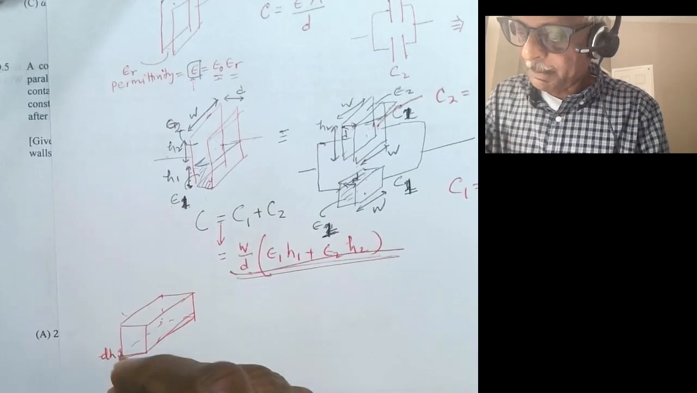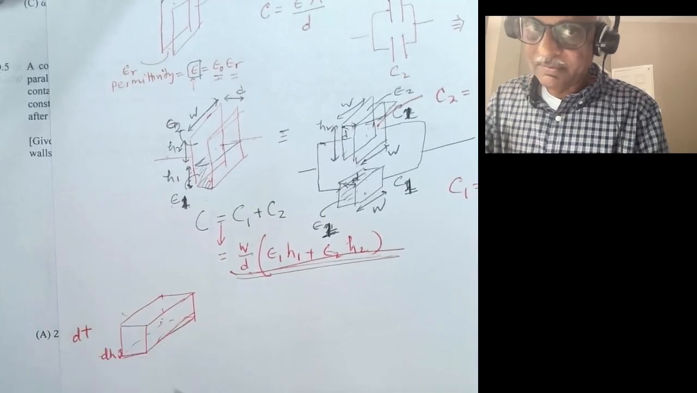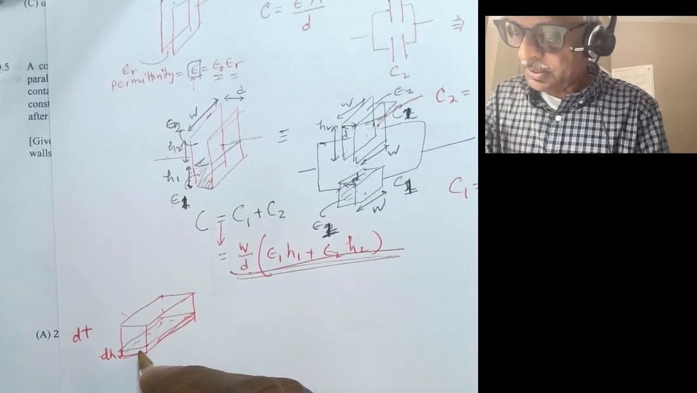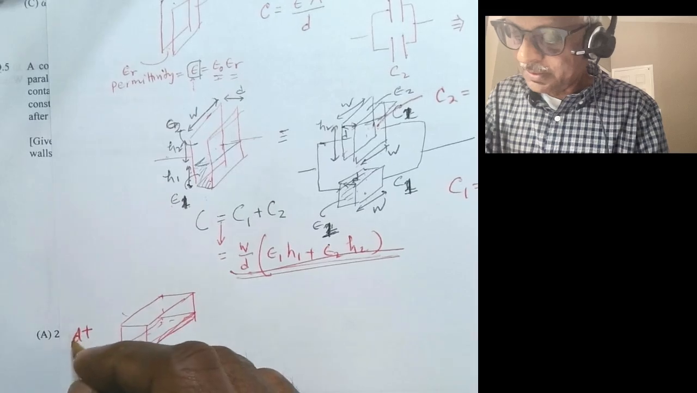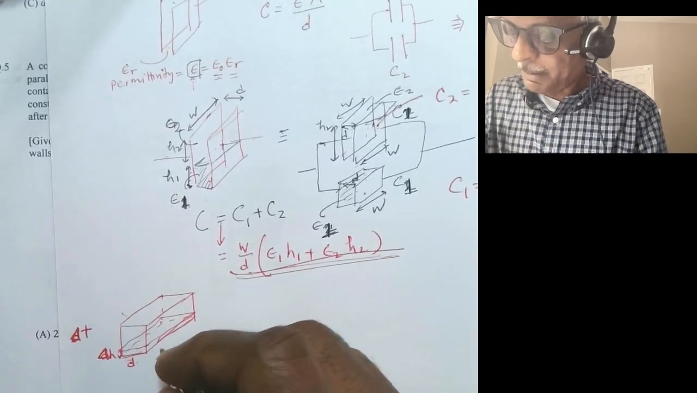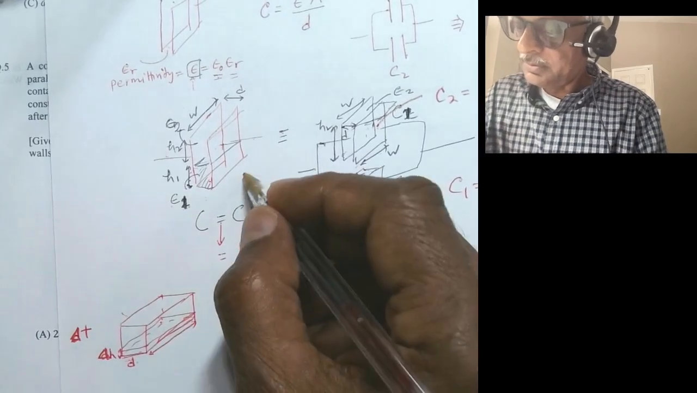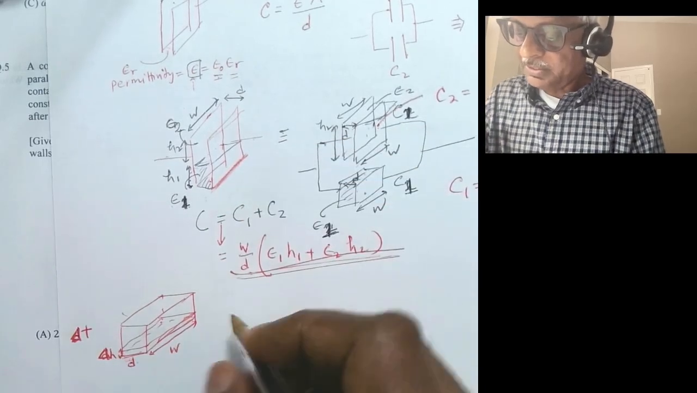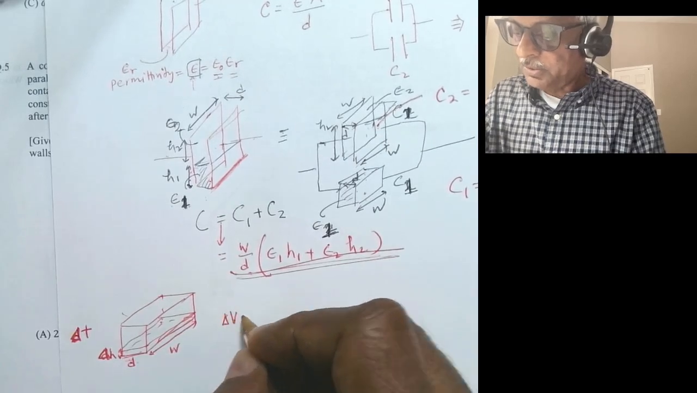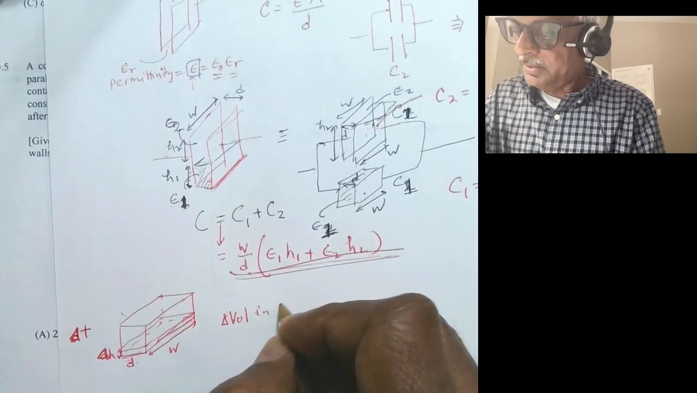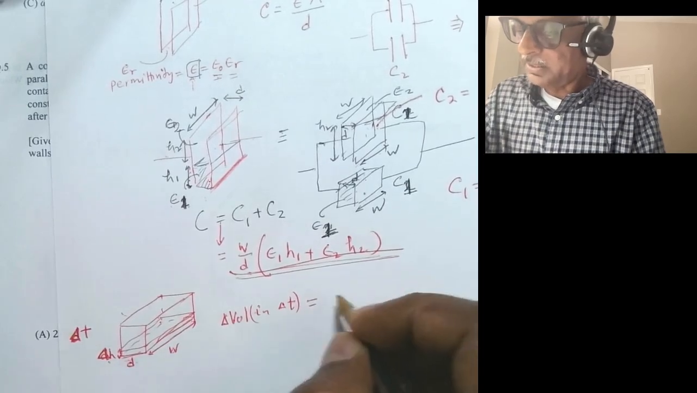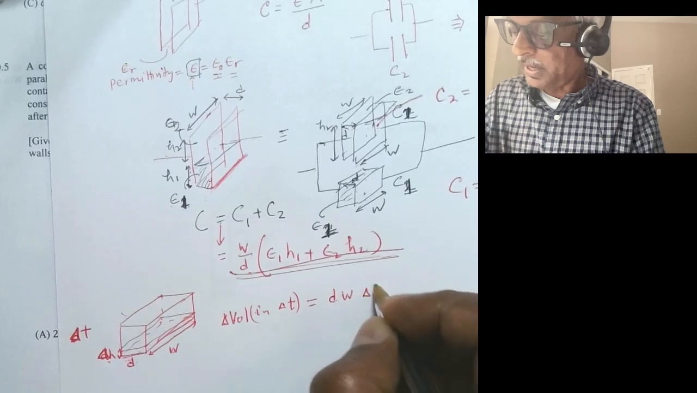Say dH in time dt equals dH. This side is d, this is delta H, delta t, and this is this dimension, which is the w. So it has filled delta volume in delta t, which is d times w times delta h.